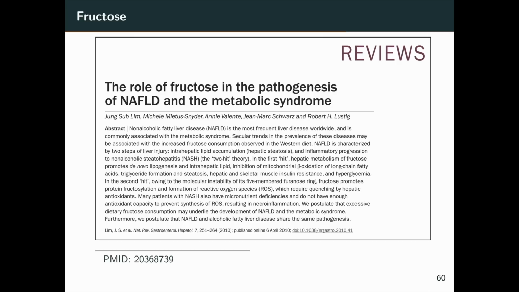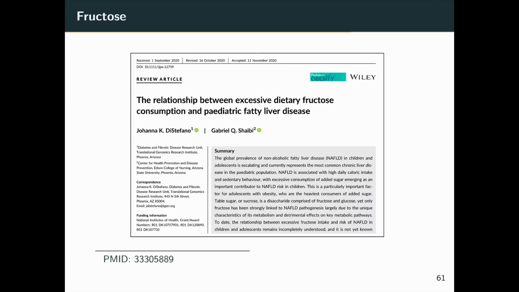So what do we know? Well, we know that fructose has a significant role in non-alcoholic fatty liver disease, and in fact, the pathogenesis of non-alcoholic fatty liver disease is similar to the pathogenesis of alcoholic fatty liver disease because histologically they're indistinguishable. But the metabolism of fructose is quite similar to the metabolism of alcohol in the liver. We know that kids who eat a lot of fructose get more liver disease.